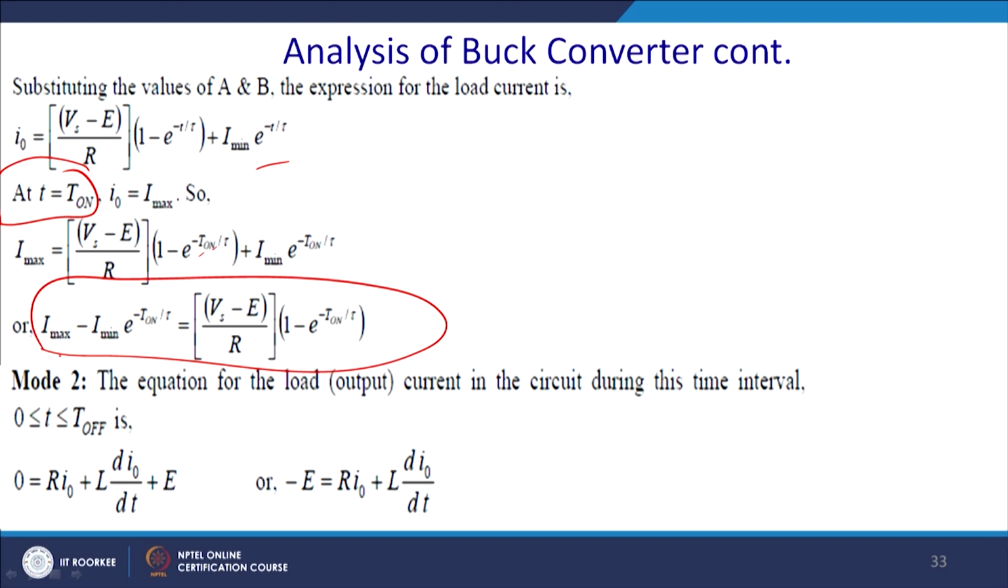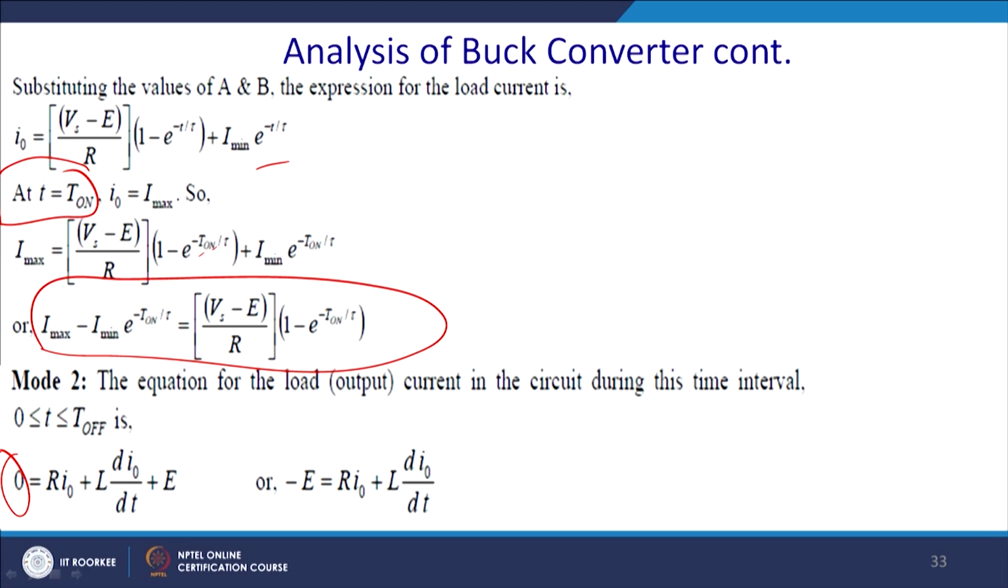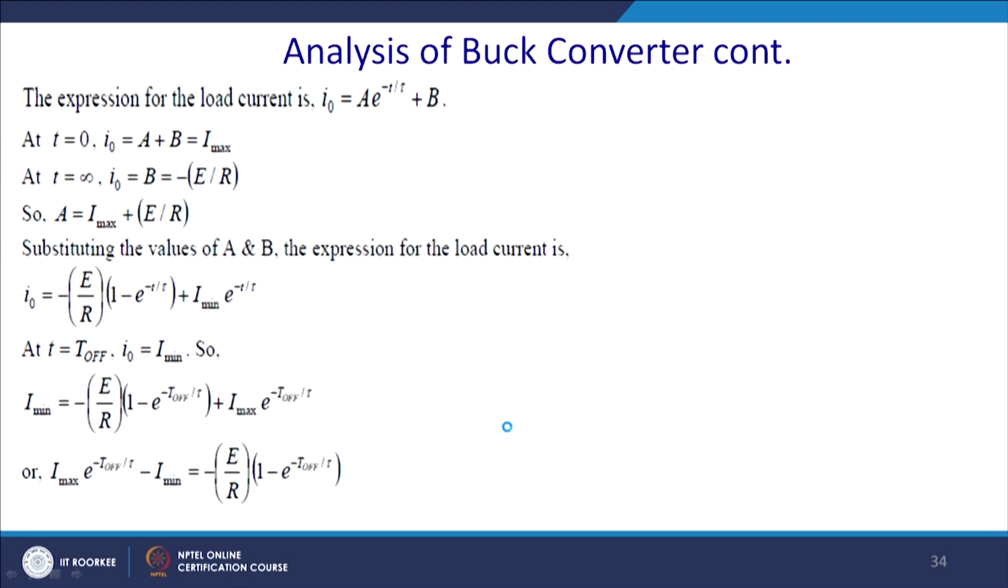Mode 2 will start from I max and end at I min. So, same equations, but you do not have any input voltage. So, 0 equals I0 R plus L di dt plus E. So, you can rewrite this equation like this. Same way you can have a solution of the load current. So, we can actually get, at t equal to 0, that value equal to A plus B equal to I max. At t equal to infinity it will be B equal to minus E by R.